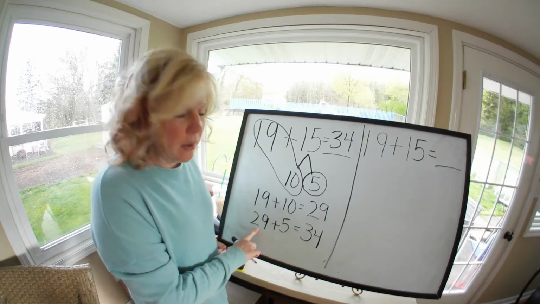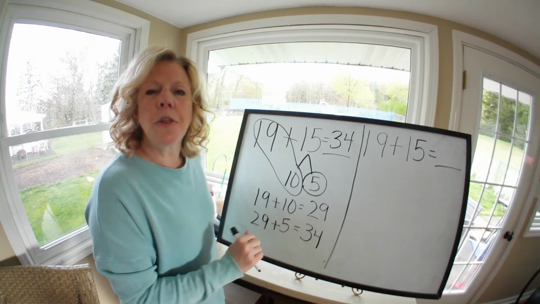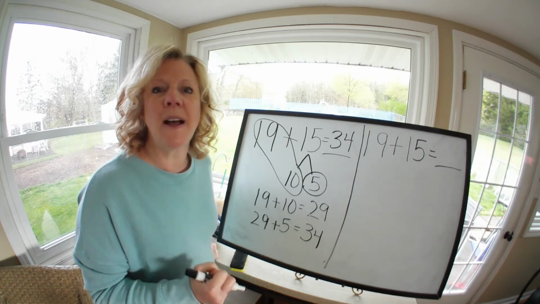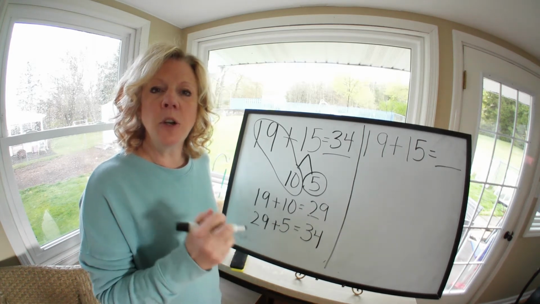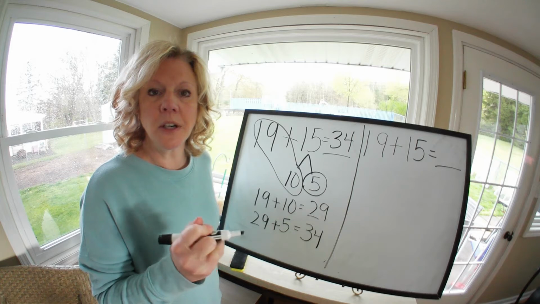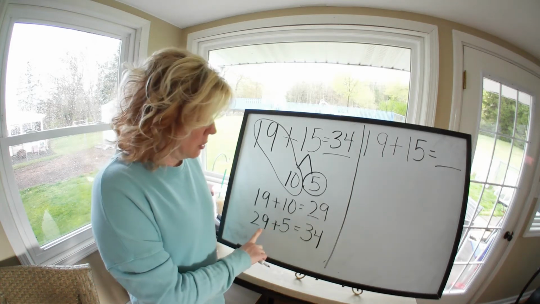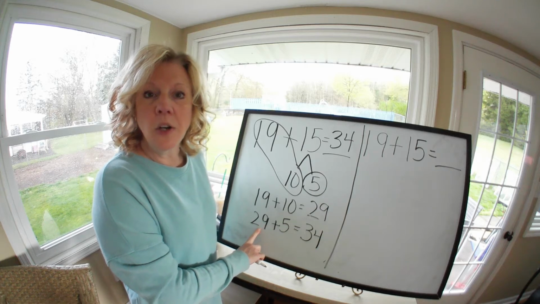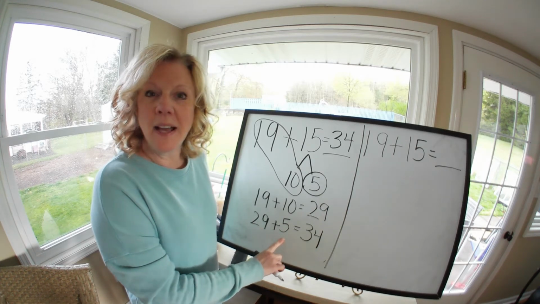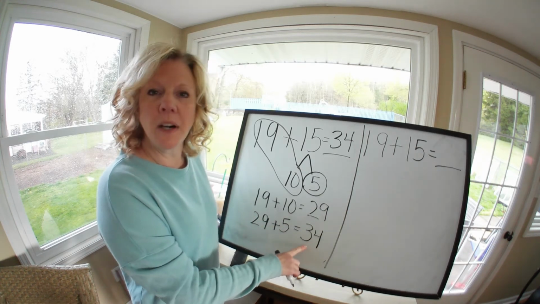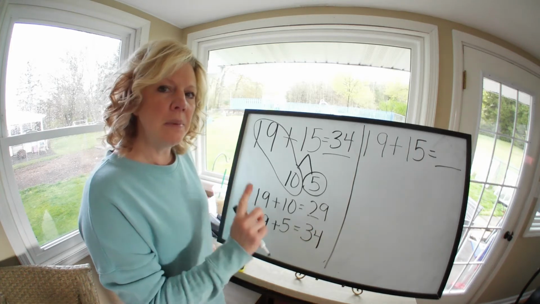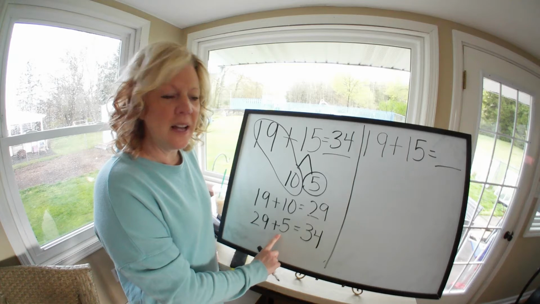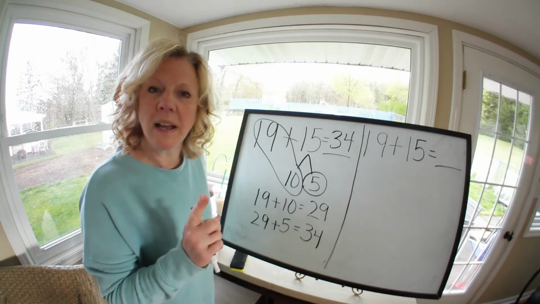So, what if I said to you, what is 30 plus 5? You're going to go, oh my gosh, 30 plus 5 is 35. So if you know 30 plus 5 is 35, then you must know that 29, which is 1 less than 30, 29 plus 5 has to be 1 less, which is 34. So listen to it. 30 plus 5 is 35. 29 plus 5 is 34, 1 less.